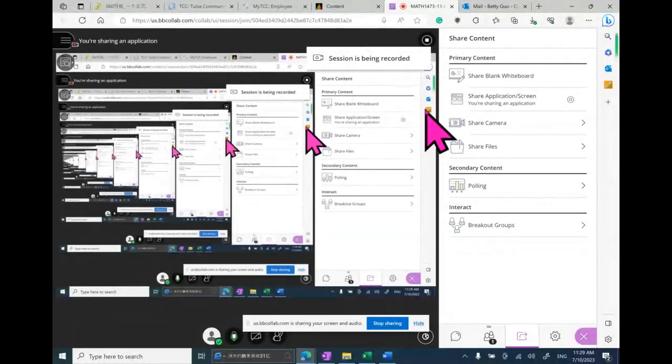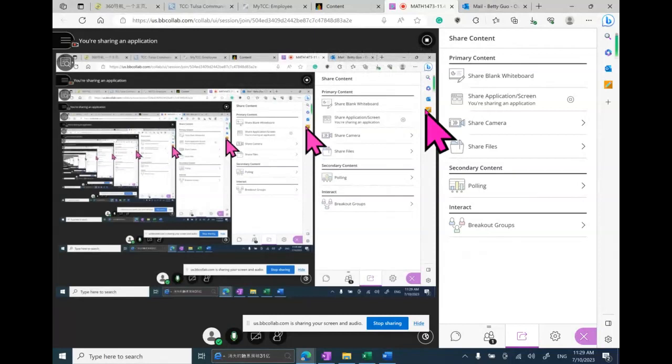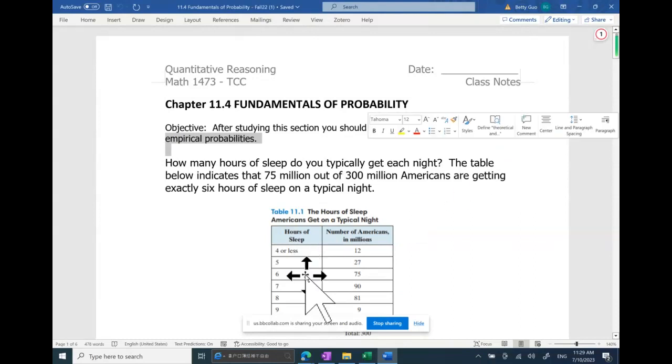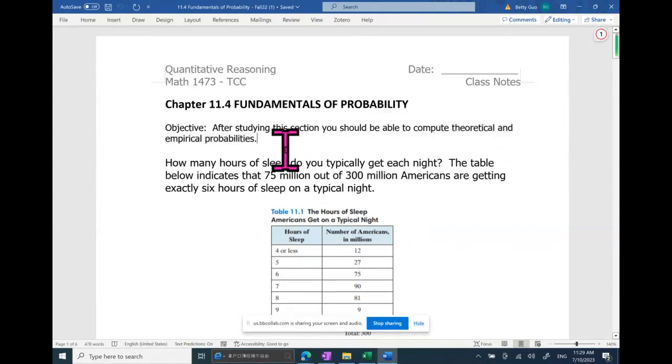Hello class, in this video we cover the concept of probability, section 11.4. We are going to introduce two types of probabilities, okay? Theoretical probability and empirical probability. In fact, besides those two types of probabilities, we have another subjective probability, but we do not cover subjective probability. In this section, we only focus on theoretical probability and empirical probability.